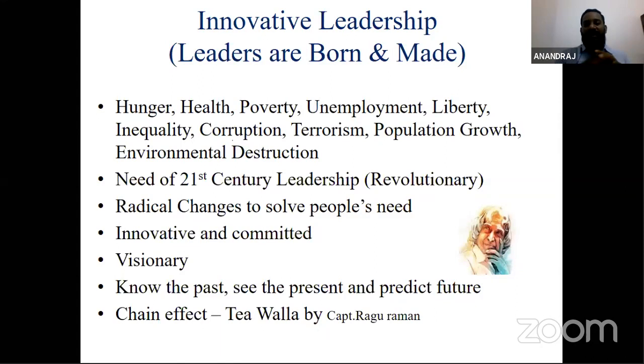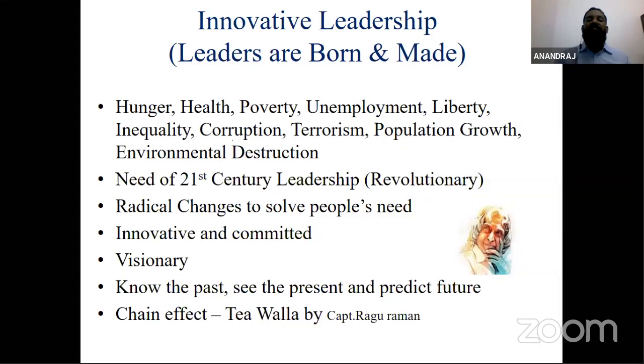Innovative leadership needs to have the 21st century skills. The 21st century skills you can take from the 20th century leadership skills. That's why we have given you traits and then skills. What should innovative leaders do? When innovative leaders innovate, and if they eradicate problems, they become revolutionary leaders.